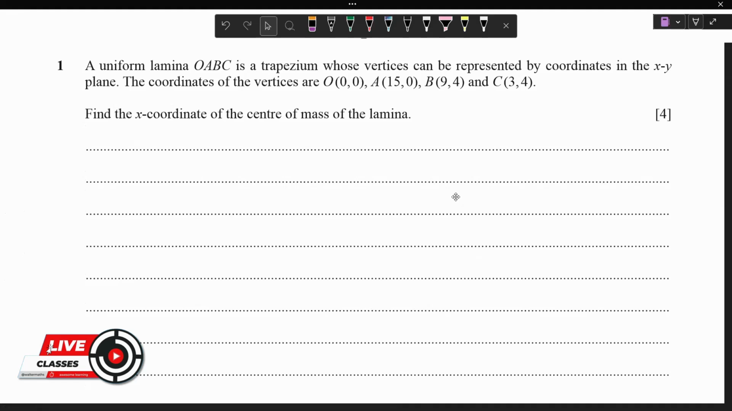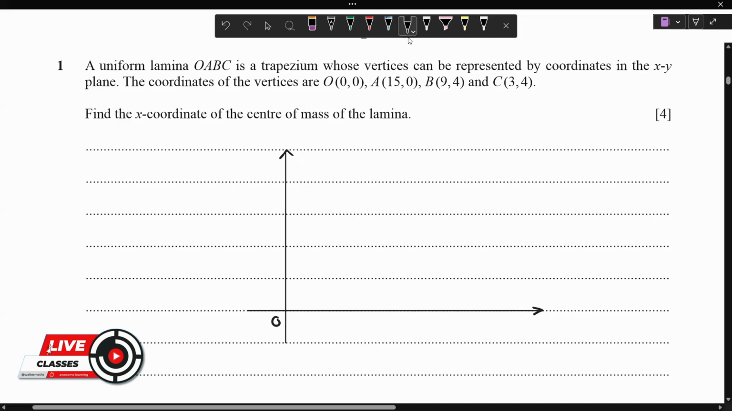It says a uniform lamina ABC is a trapezium whose vertices can be represented by coordinates in the XY plane. The coordinates of the vertices are O with coordinates 0, 0, A 15, 0, B with coordinates 9, 4, and C with coordinates 3, 4. So they say find the X coordinate of the center of mass of the lamina. Okay, so we've been given coordinates. It might be best if we make a sketch of what we have been given.